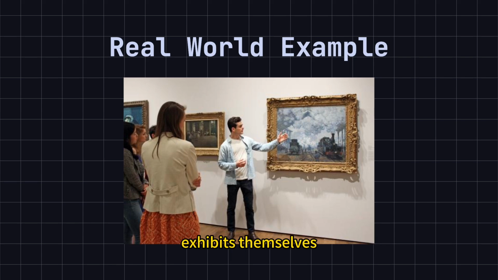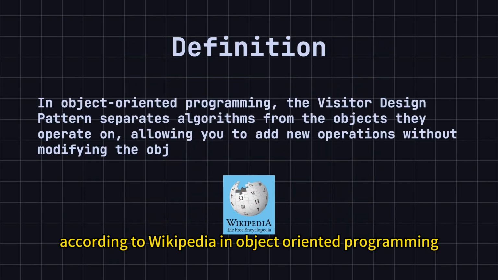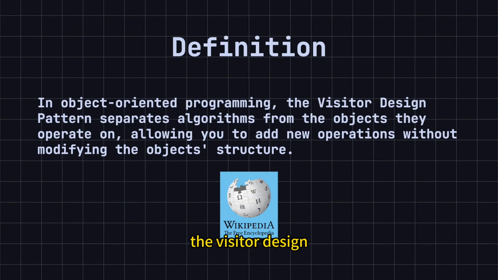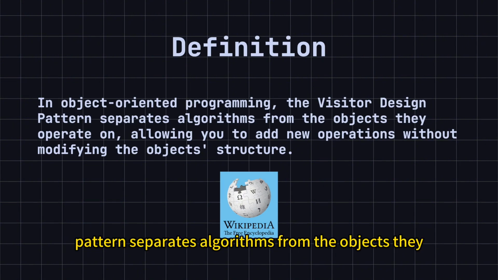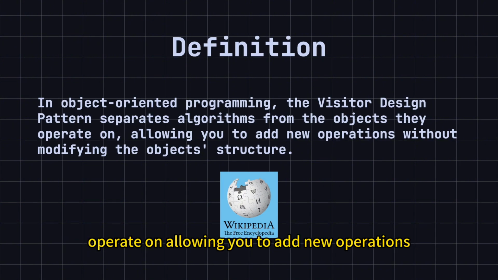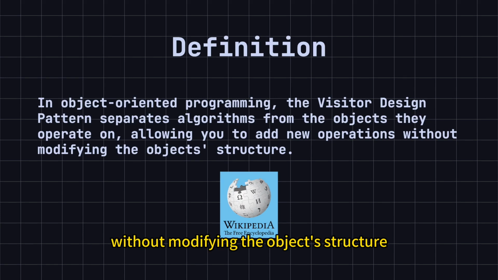According to Wikipedia, in object-oriented programming, the visitor design pattern separates algorithms from the objects they operate on, allowing you to add new operations without modifying the object's structure.